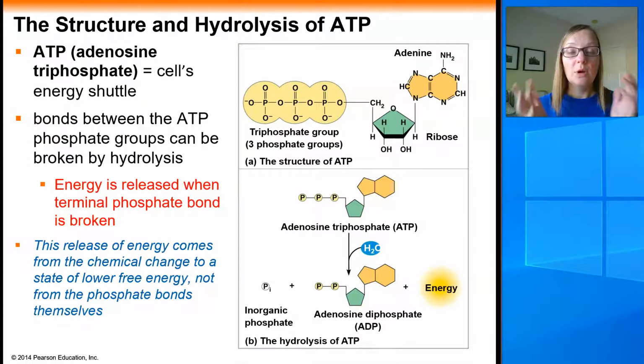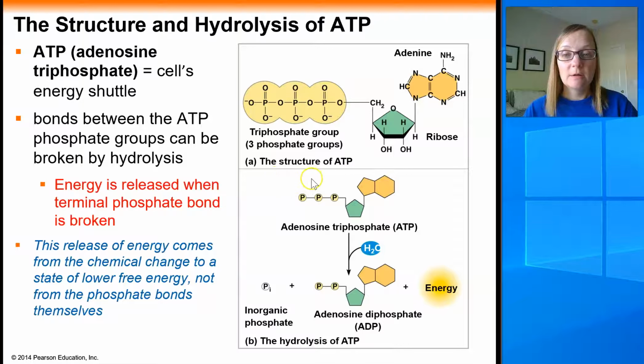Well, when you break the ATP molecule, and when we do this, as shown down here, this is called ATP hydrolysis. It's a hydrolysis reaction. We're going to use water. We're going to break the water, and we're going to use that also to break the ATP.